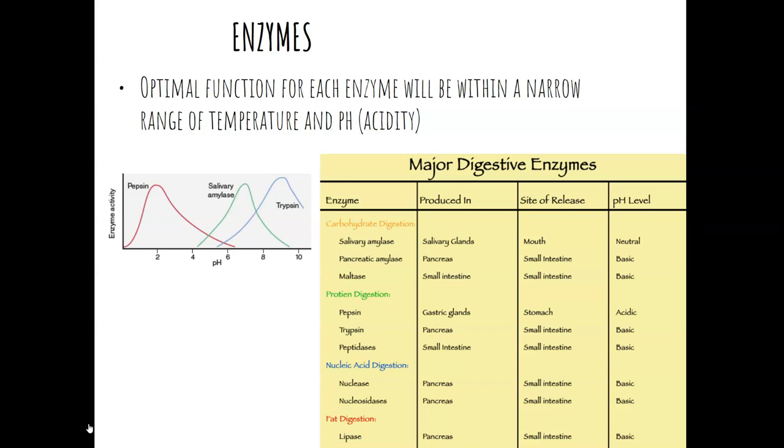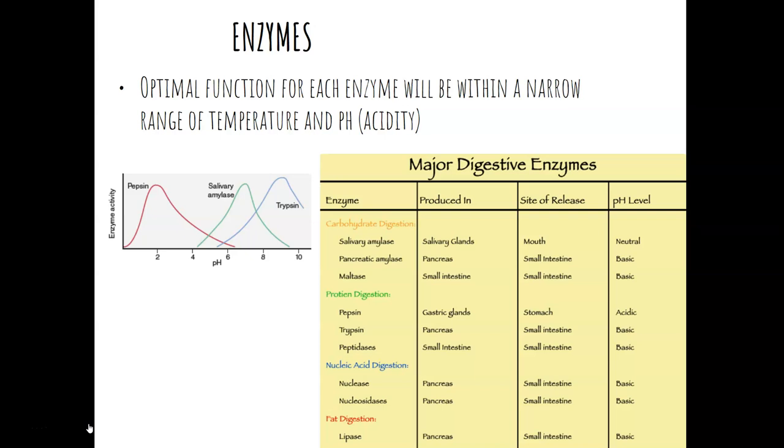Now, if you look at the site of release of the major digestive enzymes, you'll notice a pattern. In the mouth, you have a neutral pH. As the food moves into your stomach, the stomach releases a large amount of hydrochloric acid. It makes itself acidic, and that acidity allows pepsin to work.